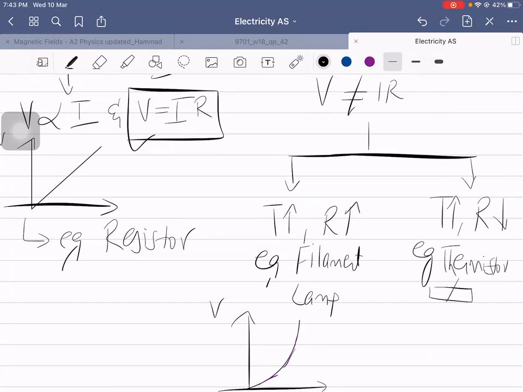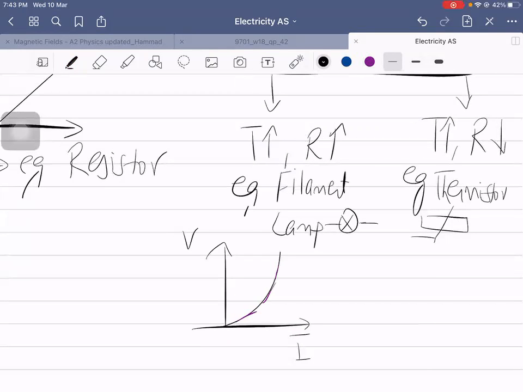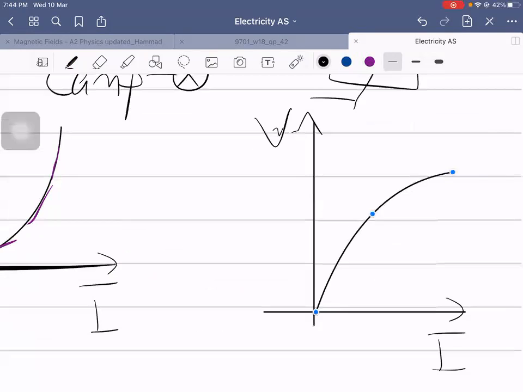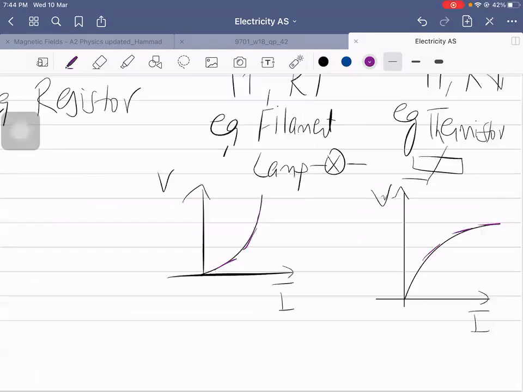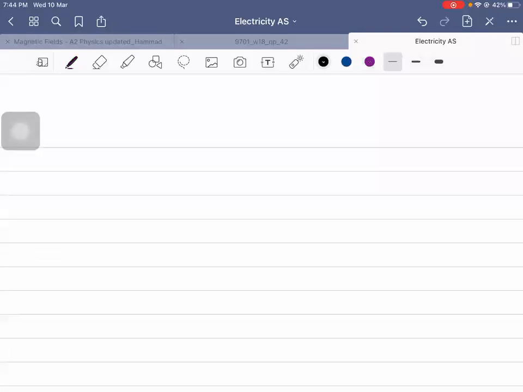Thermistors look somewhat like this, by the way. Filament lamp looks like this. So they will have a graph of V against I somewhat like this. If you check the tangent, tangent keeps on decreasing, and therefore the resistance decreases. Next comes in types of circuits.